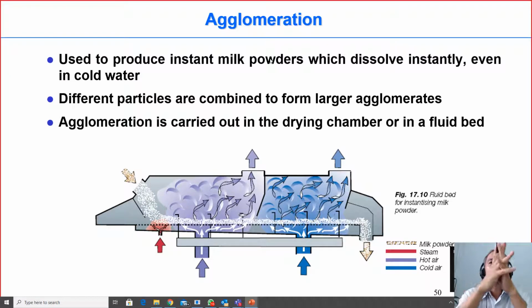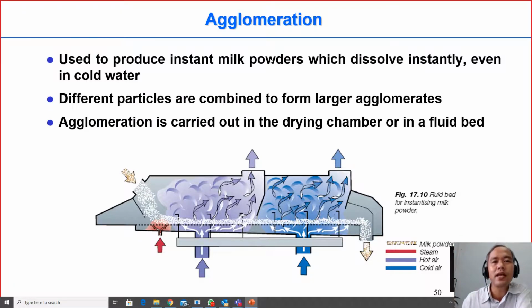So now we go to the next step, which is applied after spray drying: agglomeration. This in Vietnamese means somehow like dính chùm các hạt sữa bột, making the fine milk powder particles stick together in clusters. Okay.